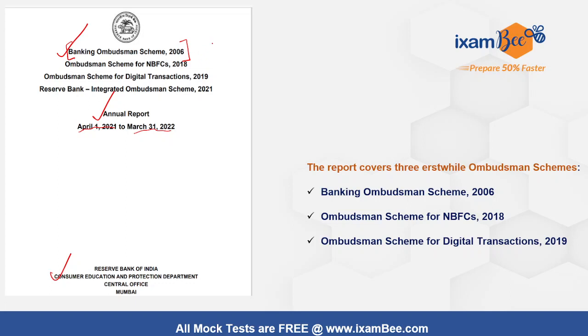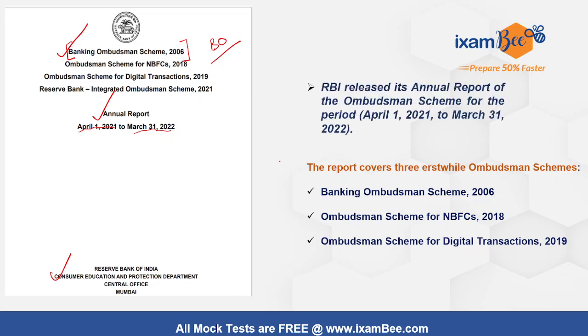And who can be this Banking Ombudsman? So Banking Ombudsman can be a senior official appointed by RBI to redress customer complaints against deficiency in certain banking services. So this annual report on the Banking Ombudsman Scheme has been released. And this report covers three erstwhile ombudsman schemes, which are the Banking Ombudsman Scheme 2006, the Ombudsman Scheme for NBFCs, which came into being in the year 2018, and the one for digital transactions, that is in 2019.